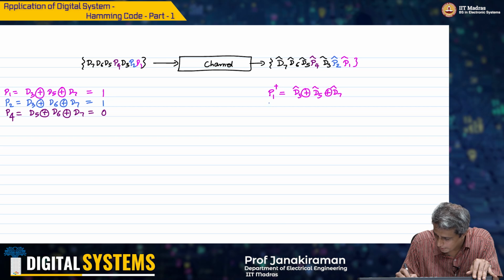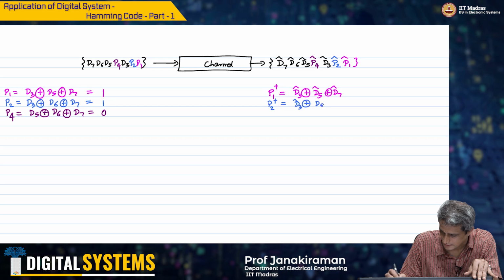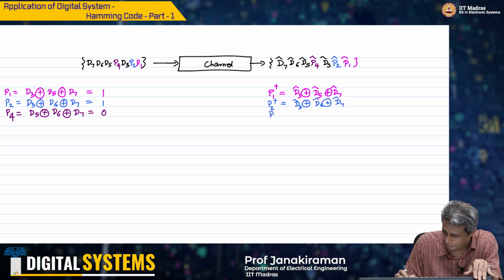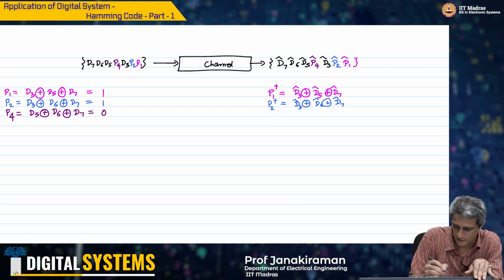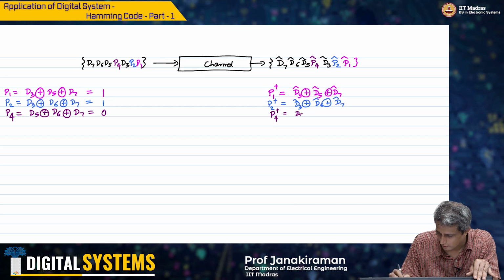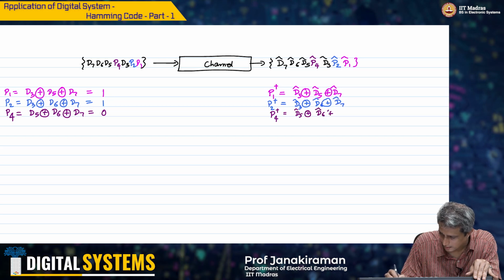Likewise, my P2 dagger is going to be D3 hat XOR D6 hat XOR D7 hat. And my P4 dagger, in purple, is going to be D5 hat XOR D6 hat XOR D7 hat.